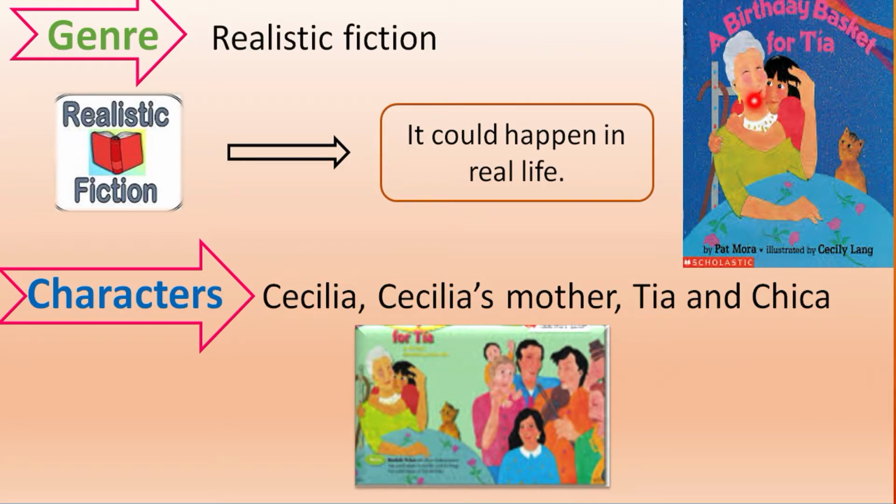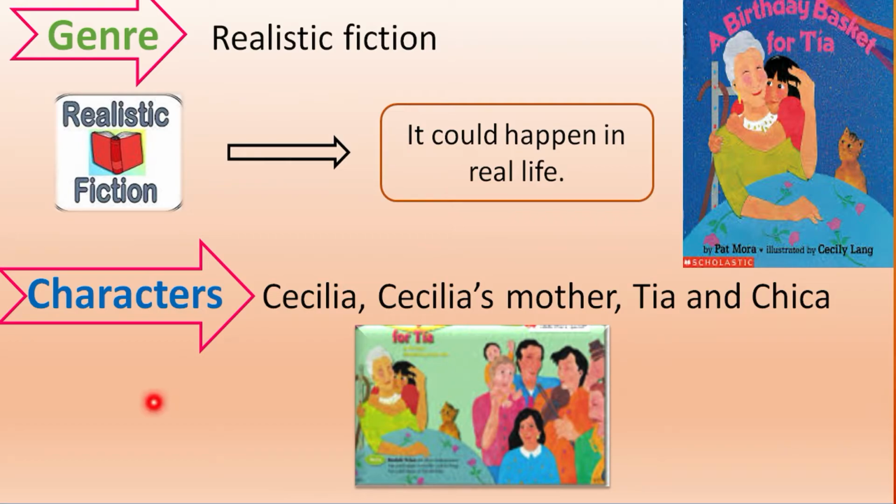Yes, she's this old woman with this white hair. And who is this girl here? What is her name? Her name is Cecilia. Do you remember the genre of this story? Yes, it's a realistic fiction, that could happen in real life. All of us have an aunt like this, good Aunt Tia. Also, we can celebrate her birthday. So maybe it could happen in real life.